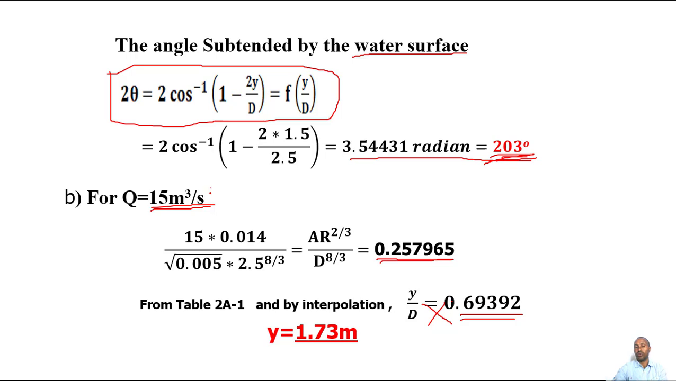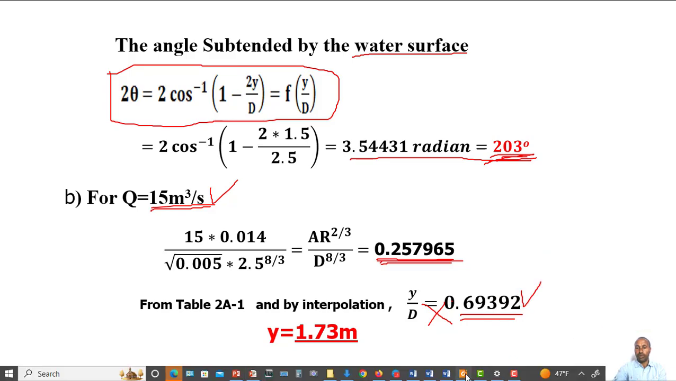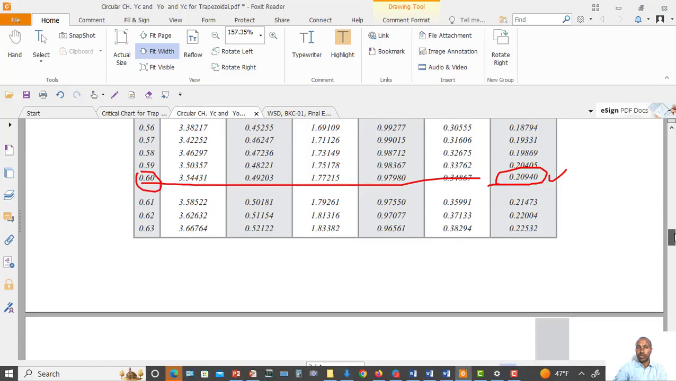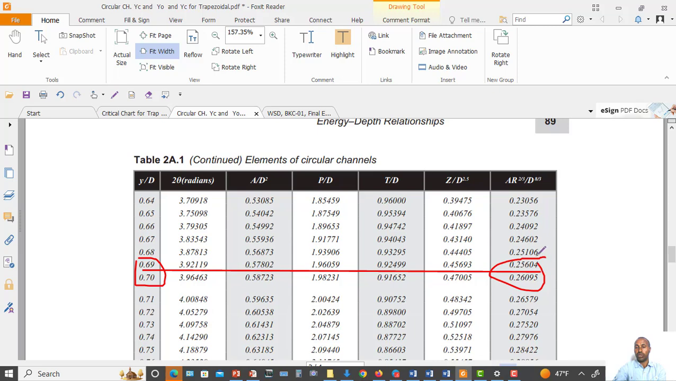So for a discharge of 15 meter cube per second, you simply compute Qn over radical S naught d to the power of 8/3, which equals AR to the 2/3 over d to the power of 8/3. Again, we compute this one, then read out y over d from the table. How do you read it? Let us see again from the table. It is 0.256, something around here, so it is between these two values. So you can interpolate, and the central angle also you can interpolate. Clear? The angle subtended by the water surface.